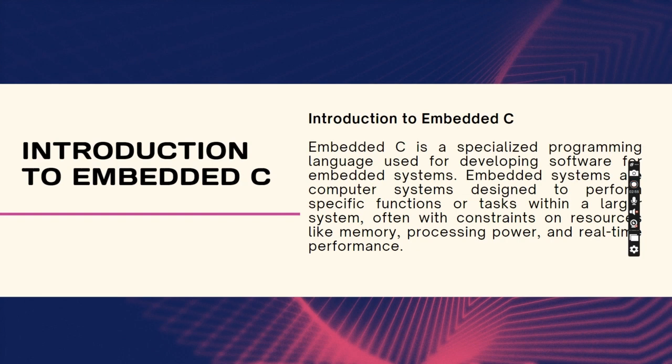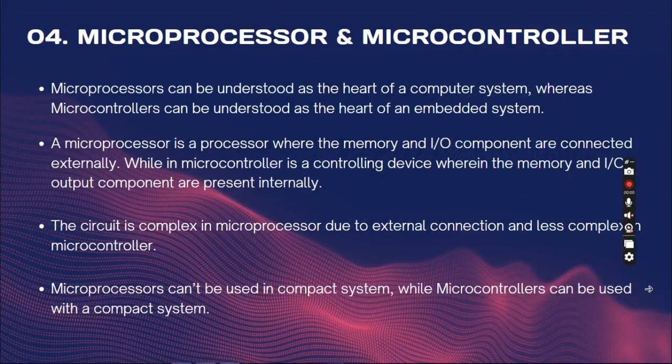The next topic is the introduction to embedded C. Embedded C is a specialized programming language used for developing software for embedded systems. Embedded systems are computer systems designed to perform specific functions or tasks within a larger system, often with constraints on resources like memory, processing power and real-time performance. Now, the difference between microprocessor and microcontroller.